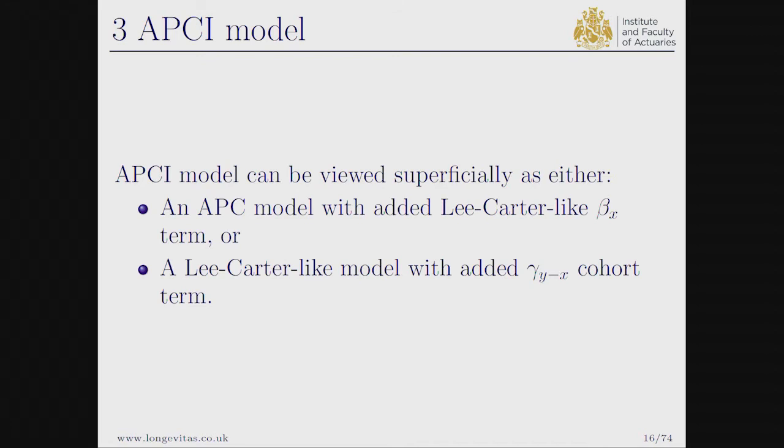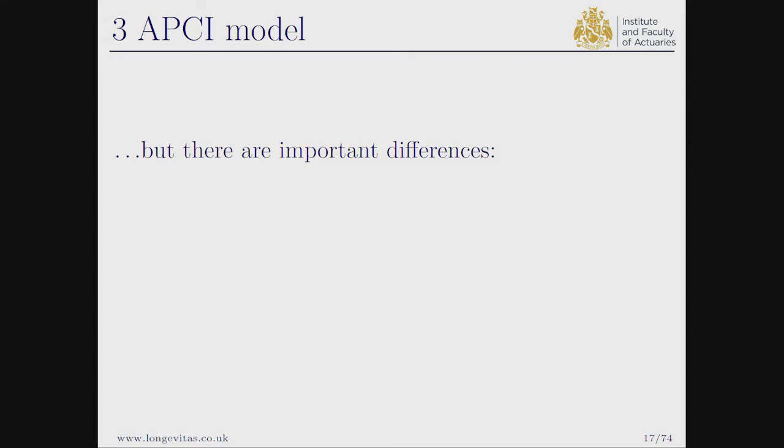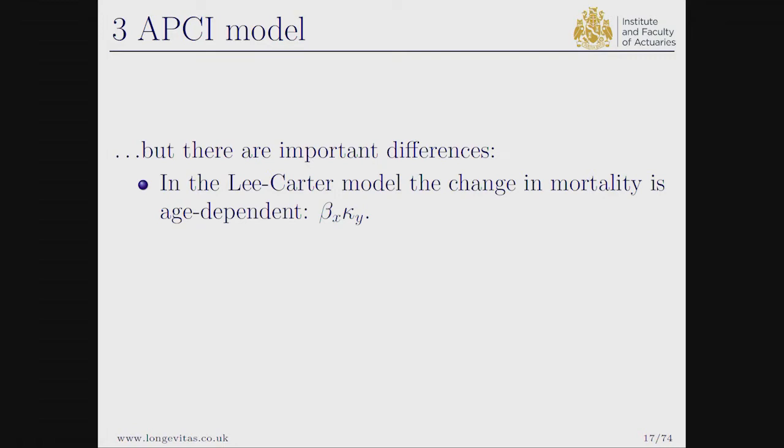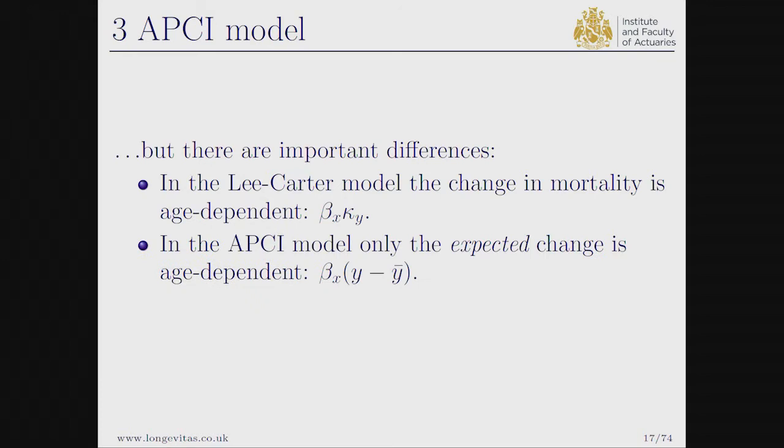But in fact, that is too superficial, because there are some very important differences about the APCI model. In the Lee-Carter model, the period-related response to mortality is actually age-modulated through this beta term. And that's not the case for the APCI model. The kappa term applies without any kind of age modulation at all, and we'll see later that that actually has quite a big impact for insurers. And similarly, in the APCI model, it's only the expected change, this linear expected change, that is actually age dependent, because the kappa term is not modulated. So it's similar, but not that similar.